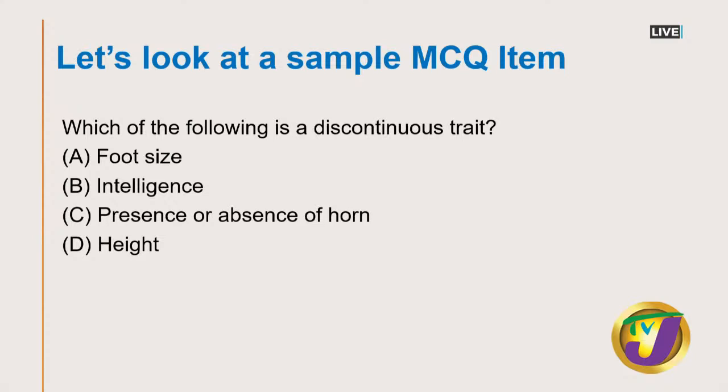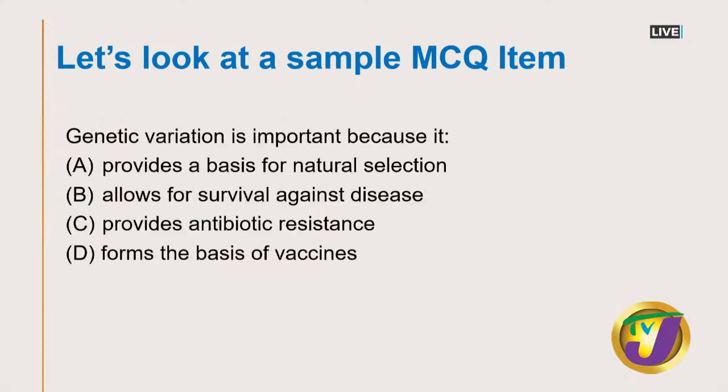So let's look at some quick questions to concretize the concepts that we covered today. The first one says, which of the following is a discontinuous variation? Remember, discontinuous, there are distinct categories. So for foot size, not so much. Intelligence, if we're measuring intelligence based on IQ, not really. The presence of horn or absence is either you have it or you don't. And for height, there are too many categories to take into consideration. So our ideal answer in this case would be C.